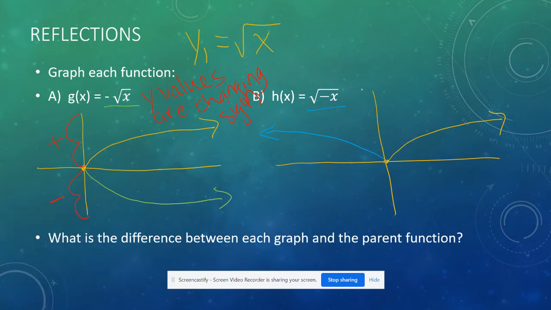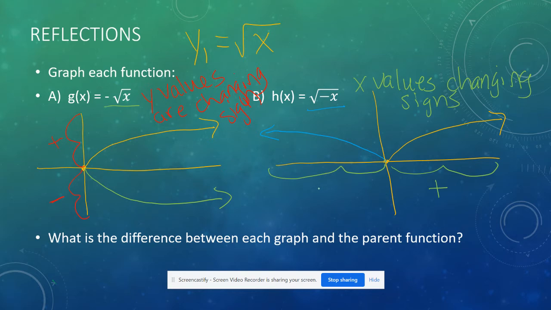Versus over here for B, I probably would say the x values are changing signs because this parent graph is on the positive side of x and the new graph is on the negative side of x. Those are all negative x values. And so these would be the difference between the graph and the parent function.